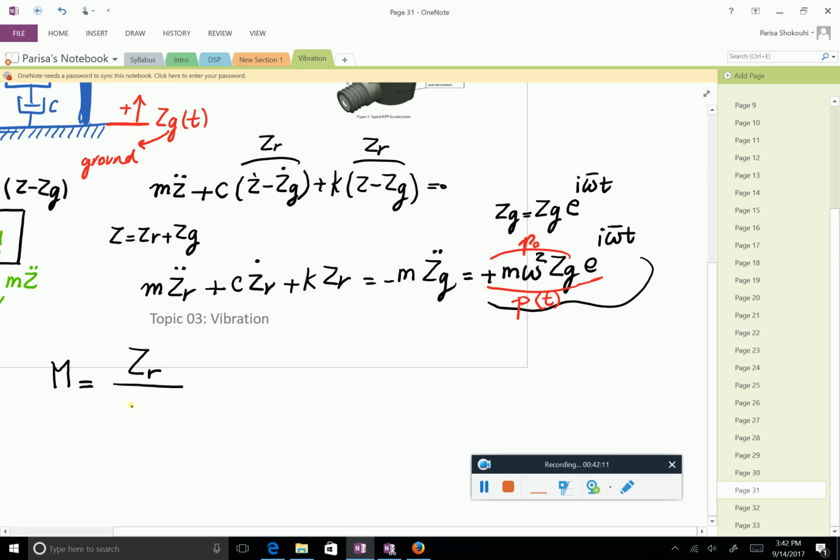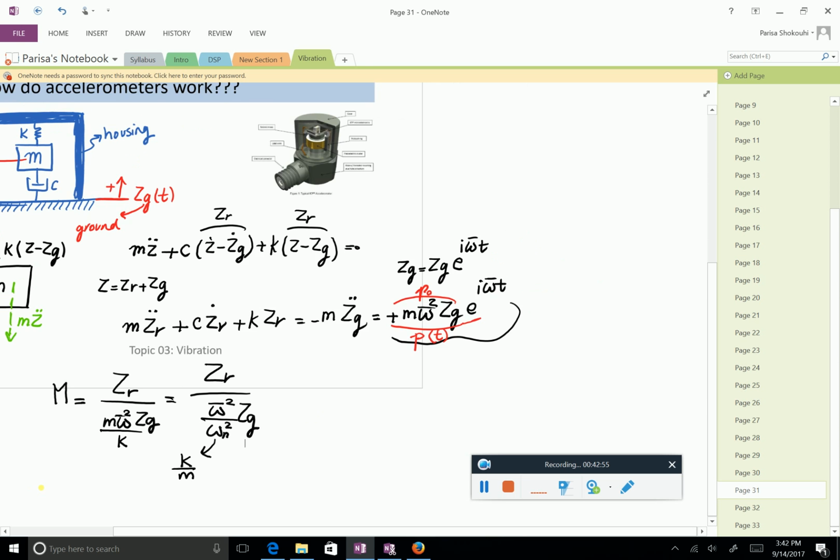So P0 is now M omega, and this is omega bar. I should be careful about that. This is omega bar, and this is very important here. ZG over K. Okay. And we can write this as omega bar squared over omega n squared, because this is K over M of the accelerometer, times ZG. And we know what this relationship is.